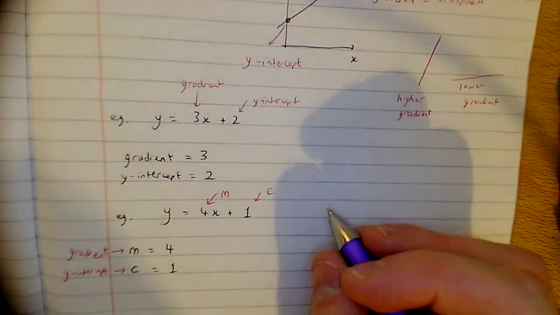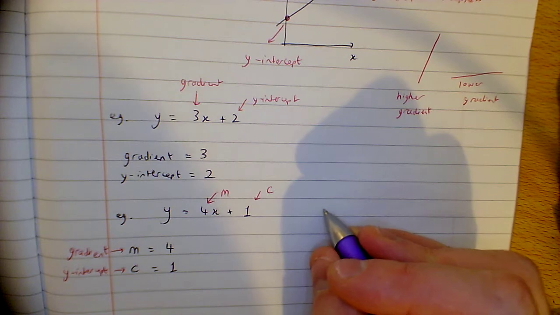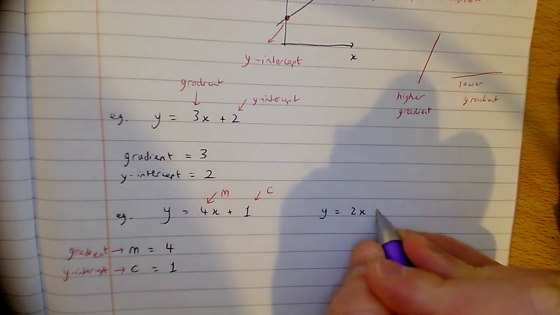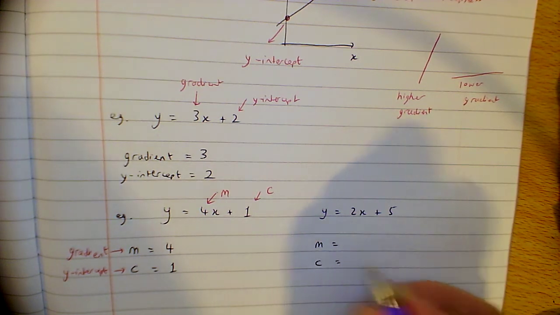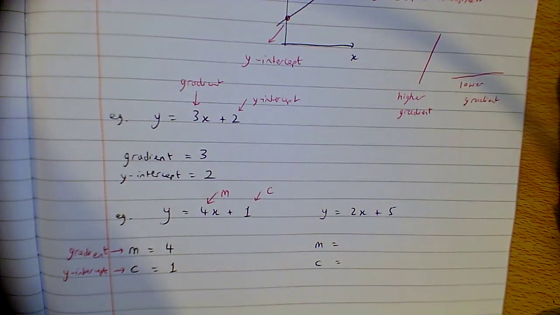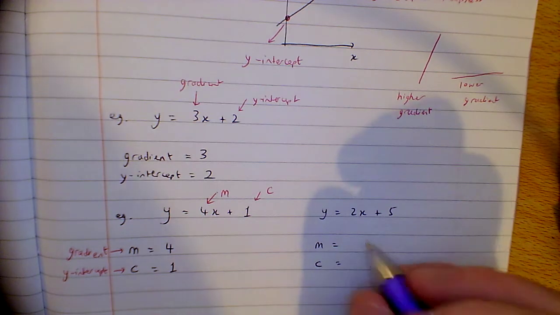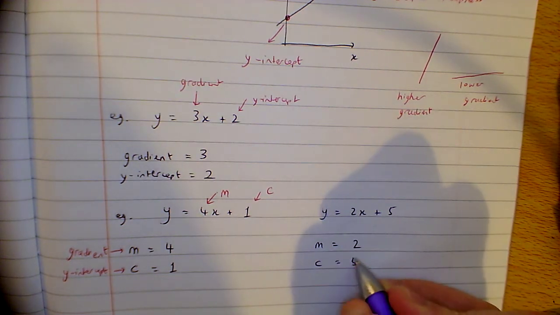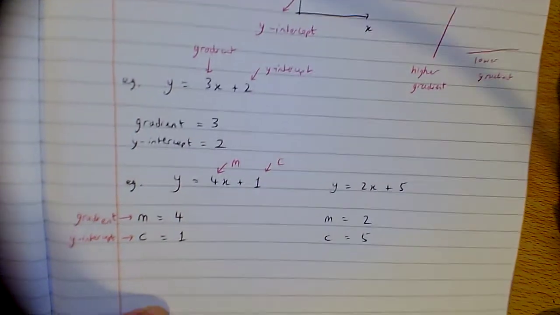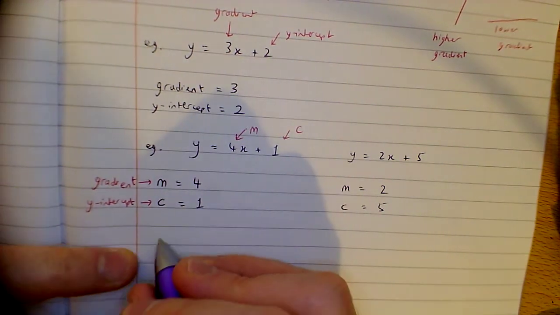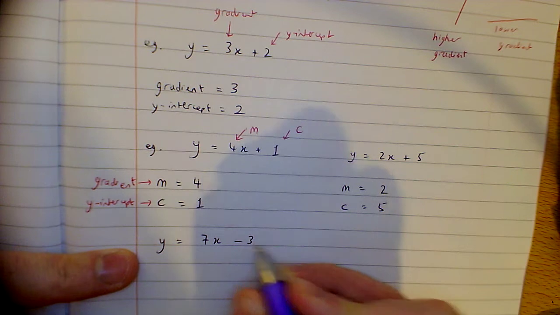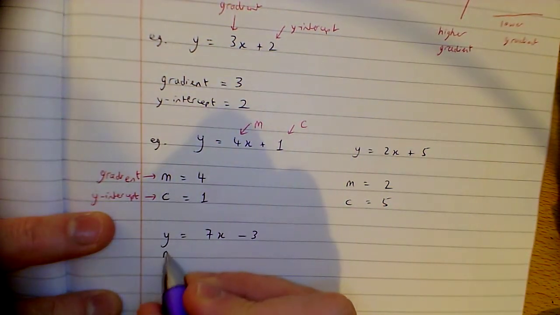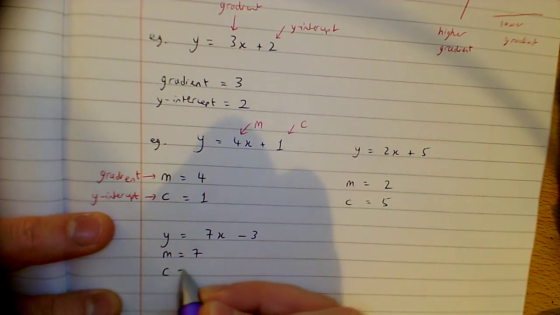So your turn, let's see if you can do that. Y equals 2x plus 5. I want you to write down m and c. Pause the video, have a go. Okay, m equals 2 and c equals 5. Yeah? Easy, isn't it? Y equals 7x minus 3. In this case, m will be 7 and c will be minus 3.